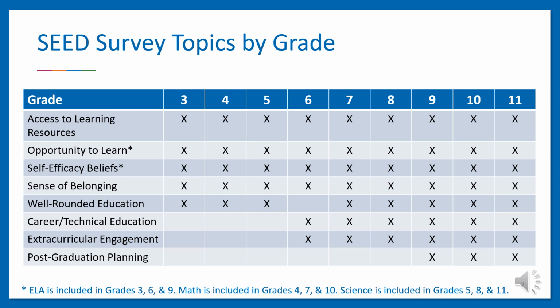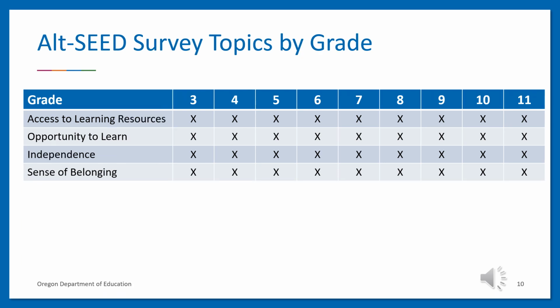The high school surveys include all core constructs and additional constructs. All grade levels will have survey questions specific to sense of belonging. Grades 3 through 5 and 7 through 11 contain questions about well-rounded education. Grades 6 through 8 and 11 include questions pertaining to career technical education and extracurricular engagement. The last component, post-graduation planning, applies to grades 9 through 11. The ALT-SEED survey includes questions on the 4 core topics, with self-efficacy replaced by independence.